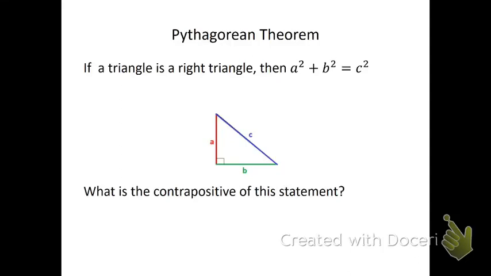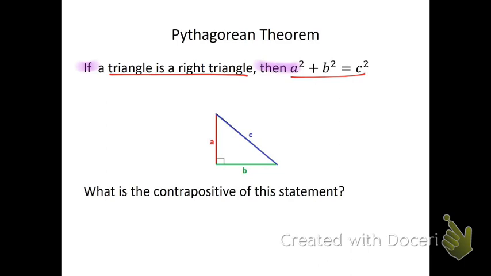All right, in this video, we are looking at the contrapositive of the Pythagorean theorem. What we have up here is the Pythagorean theorem written as a conditional statement. So if a triangle is a right triangle, then a squared plus b squared equals c squared. We know this relationship only holds true for right triangles.